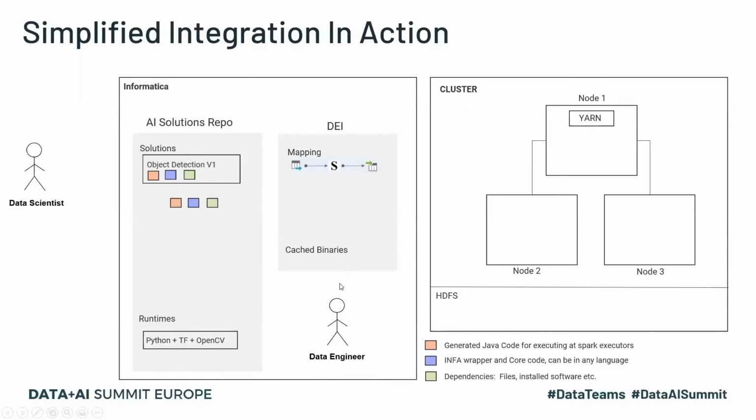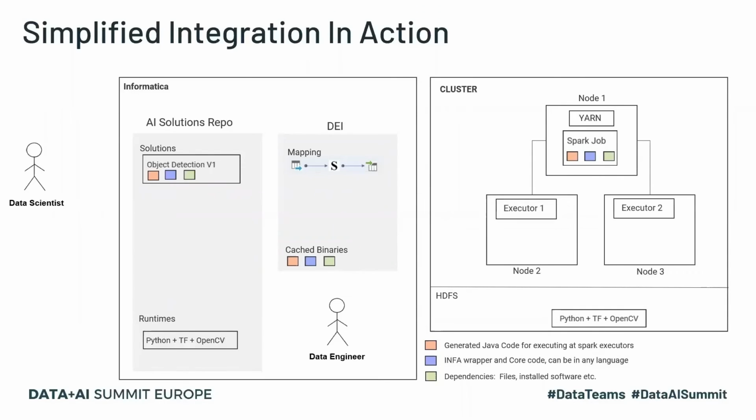where the platform takes care of caching the binaries, uploading the runtimes to the cluster, and then submitting the Spark job to the cluster. Once the job is submitted, executors are created and the binaries are localized. The executors then consume these binaries, and the binaries have the intelligence to launch a container and start the data scientist code inside the container, and then they start getting predictions from it.